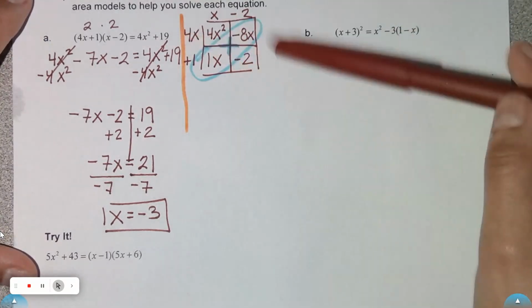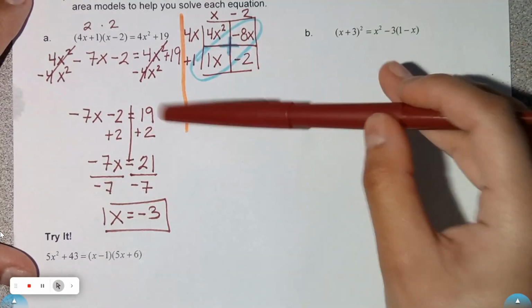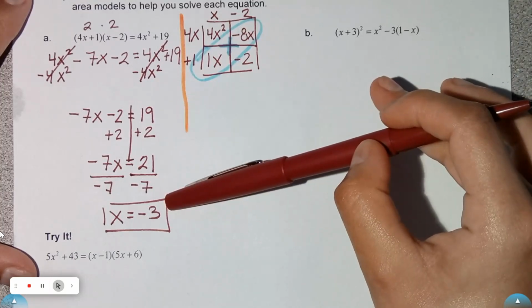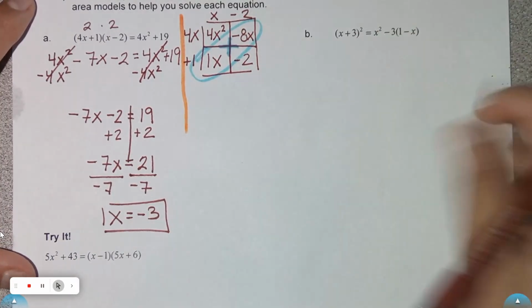So at the end, after we do the box and we distribute and combine our like terms, we get an equation that we are used to seeing, something that we're familiar with, and we should get an answer like this. So we'll do 2 more examples. All right, let's try B.